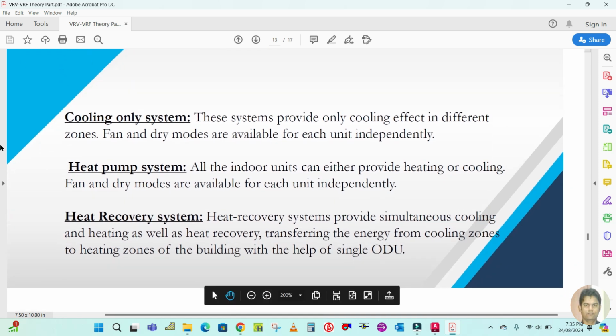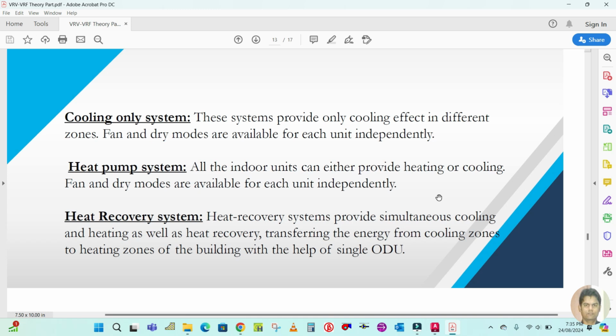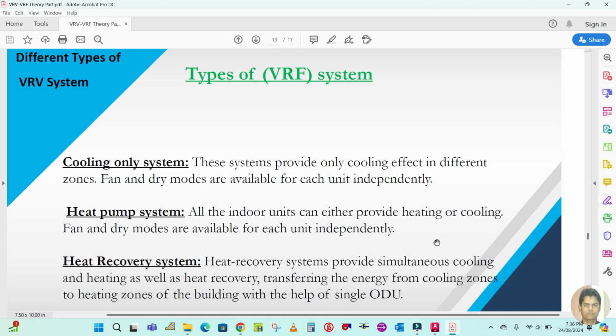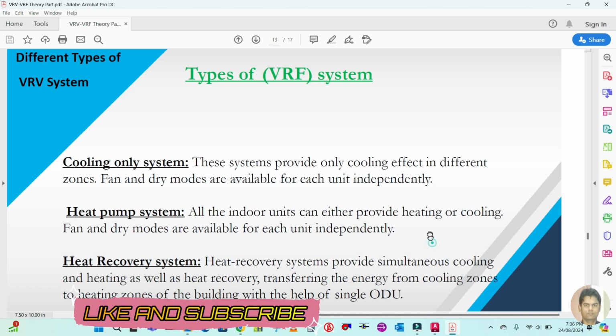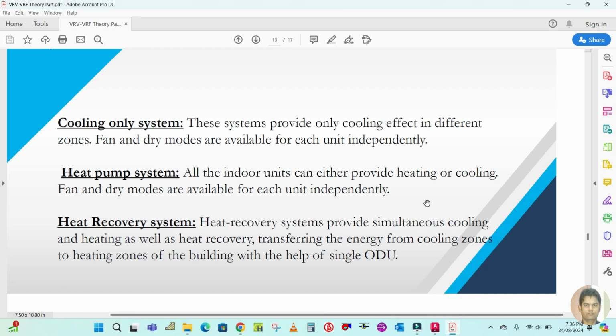Next one is the heat pump. In the heat pump, all indoor units can provide either heating or cooling. That means if the system is the heat pump type, the indoor unit can be used either in cooling or heating, one only at a time. When you want to use cooling mode, you can use cooling mode. If you want to use heating mode, you can use heating mode only. So one mode can work at a time.